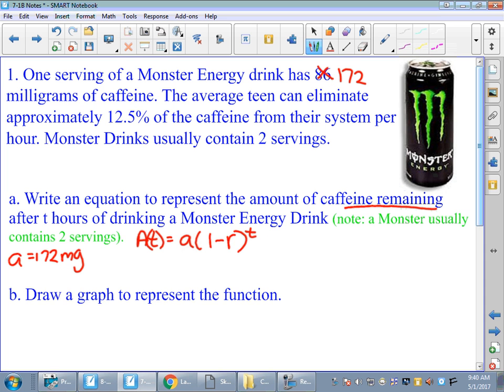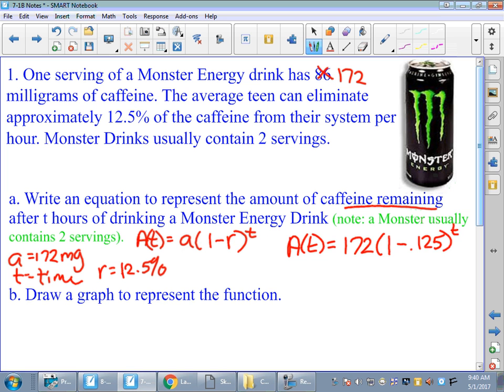And my new amount would be 12.5% each hour. And so we can just write an equation that represents that. We don't really know the new amount unless we have the actual hours. So T is going to be our time, and the rate is equal to 12.5%. So when I put that in there, A of T is equal to 172 times 1 minus 0.125, that's my percent as a decimal, to the T.